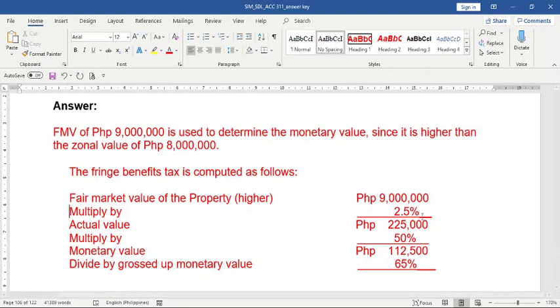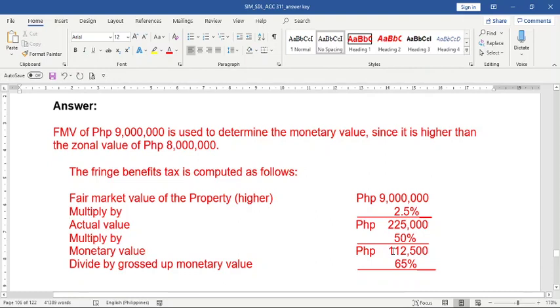Okay, so your monetary value now is 112,500. If we multiply by 50% first, 9 million times 50% is 4.5 million, before multiplying by 0.025, the result is the same. You can do the 50% before the 2.5%, because the owner of the property is the employer, so meaning 50-50. It is assigned, so multiply by 2.5%. Anyway, the result is the same. Your monetary value is 112,500.